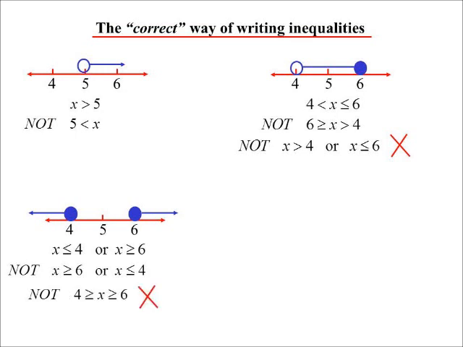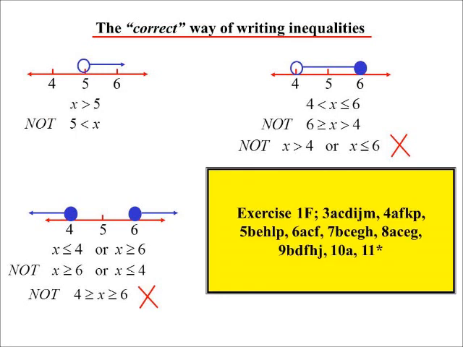And that's just stupid. 4 is greater than or equal to x is greater than or equal to 6. Again, is wrong. Okay? Because that actually implies and. Now, you find me a number that is both less than 4 and greater than 6. Can't happen. All right, so 1F.